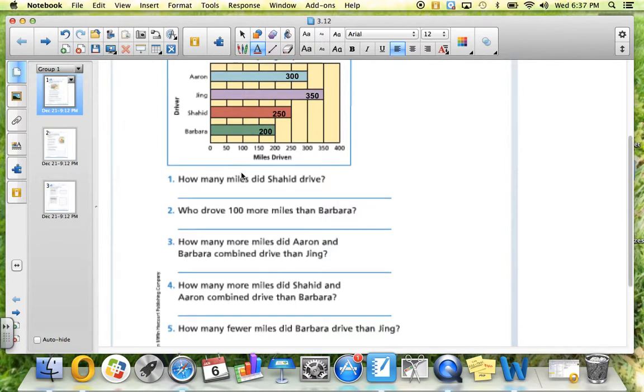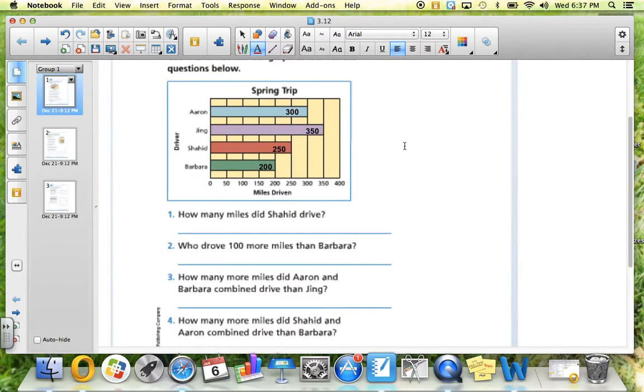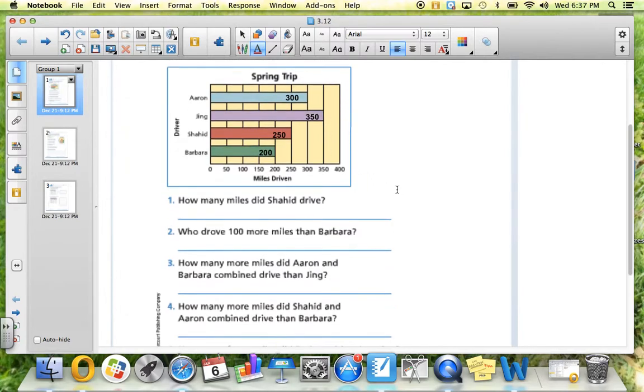I know. Okay, so I have here your page, and this is a horizontal bar graph, and so we're going to use it to answer these questions. So the title is Spring Break. There are different drivers, and then the miles that they drove. So what I went ahead and did is for each driver, I wrote how many miles they drove. So for Aaron, I wrote 300. And then, yada, yada. Because I feel like it's easier for me to just look up at that number instead of trying to figure out where the bar ends every time, okay? So whatever works for you.